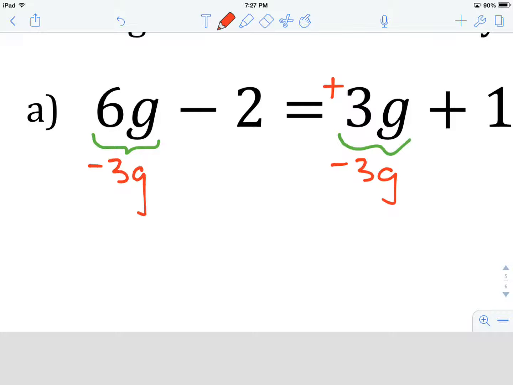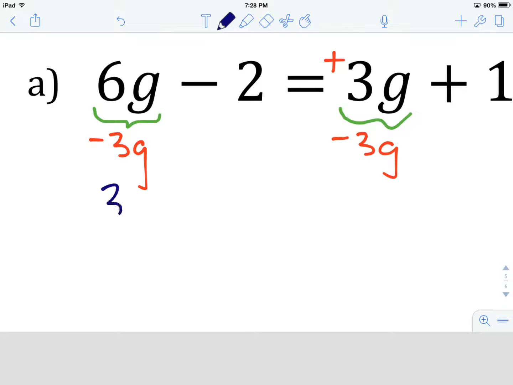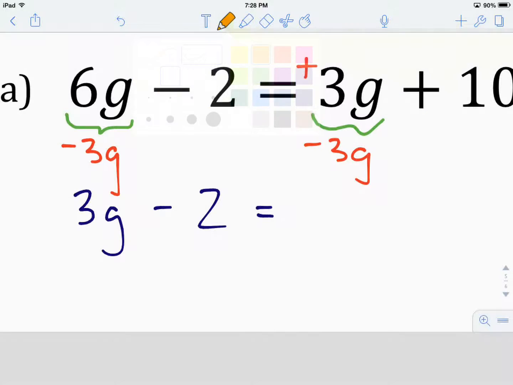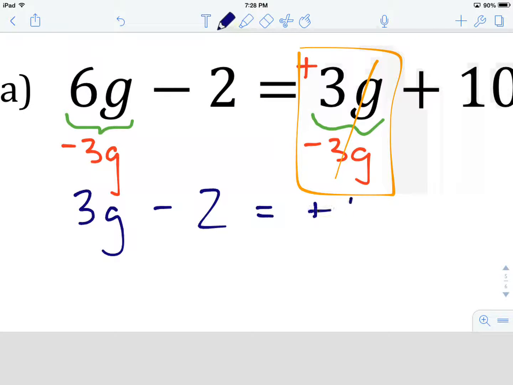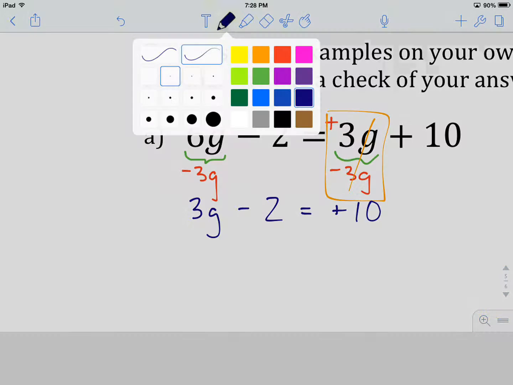So on the left side of the equation, 6g minus 3g gives us 3g. And we didn't do anything with the minus 2, so we'll leave it. Equals, now this plus 3g minus 3g, those two operations have undone each other, and we're left with plus 10 on the right side of our equation. So we're not quite finished yet because there are still two like terms that need to be combined.